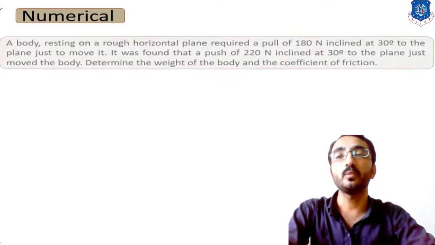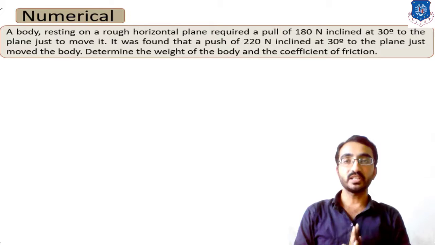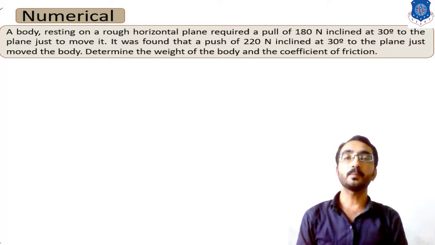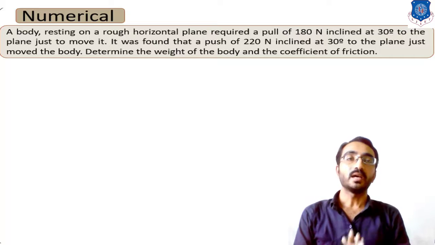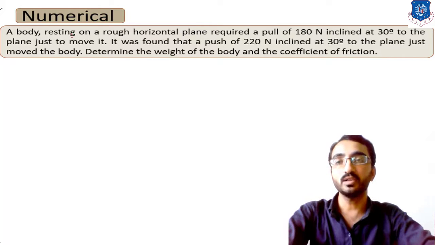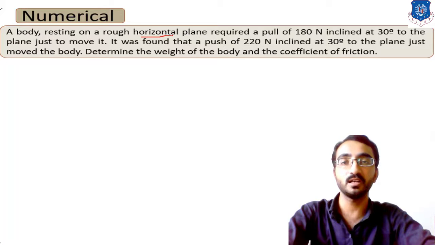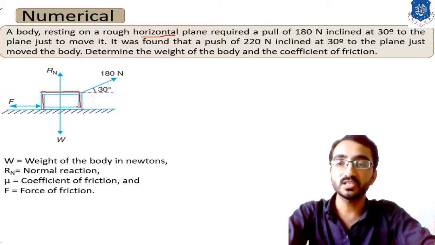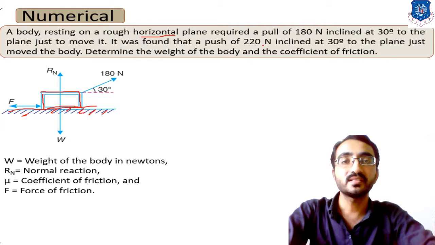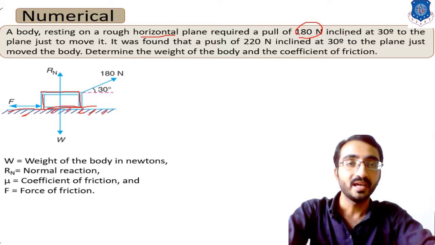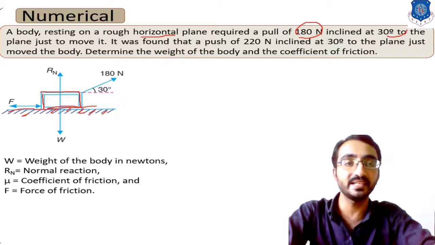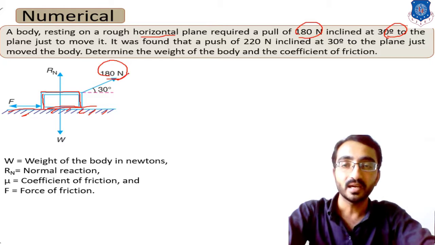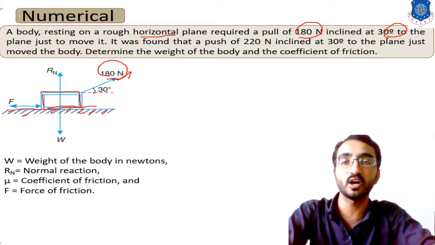So let's consider one numerical. A body which is resting on a rough horizontal plane requires a pull of 180 Newton at 30 degrees. Now the first fundamental: they have given that the body is resting on a rough horizontal plane. So let's consider that this is the body resting on this flat and rough horizontal surface. Now a pull force of 180 Newton is required, and this 180 Newton is applied at a 30 degree angle. So over here we can sketch that the 180 Newton pull force is acting on this body at 30 degrees with the horizontal surface.